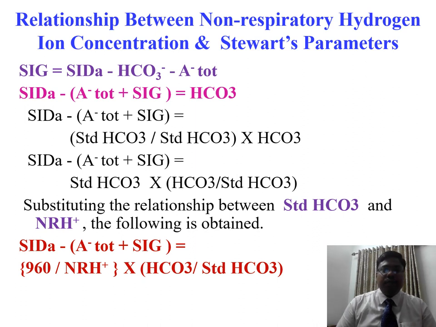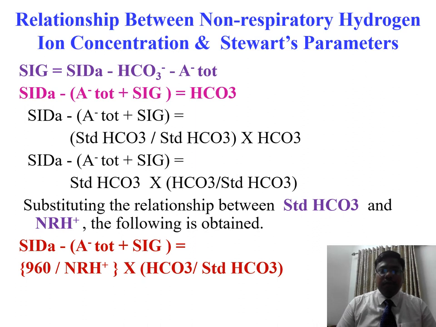So if we substitute, we'll be getting apparent strong ion difference minus ATOT plus strong ion gap is equal to bicarbonate. So in this relation, on the right side of the equation, I'm multiplying and dividing by standard bicarbonate, in the numerator and denominator. I'm not changing the equation.